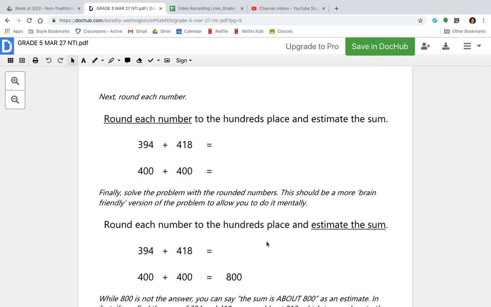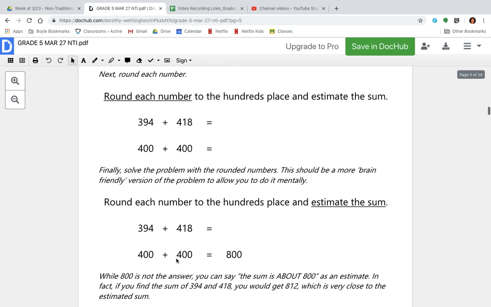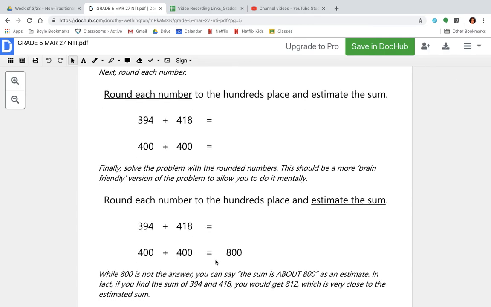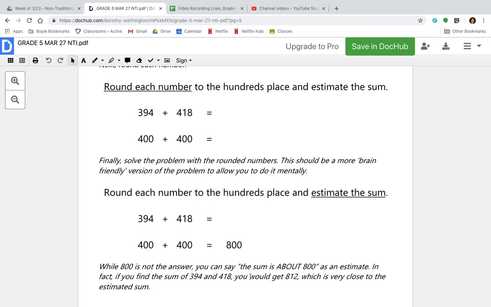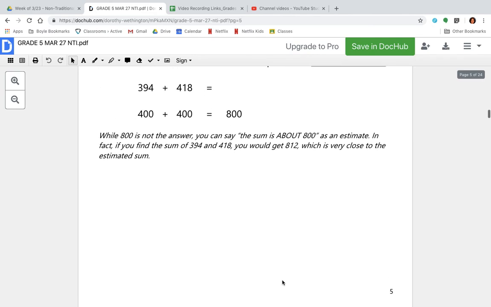Round each number to the hundreds place and estimate the sum. 394 plus 418 became 400 plus 400 equals 800. While 800 is not the answer, you can say the sum is about 800 as an estimate. In fact, if you find the sum of 394 and 418, you would get 812, which is very close to the estimated sum.